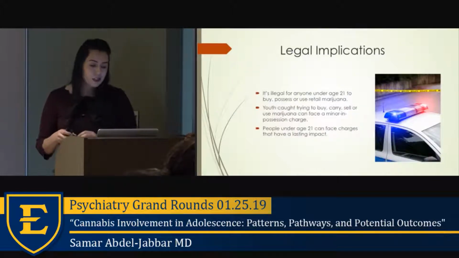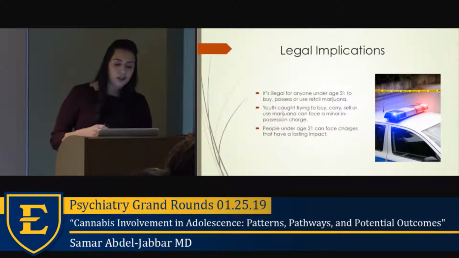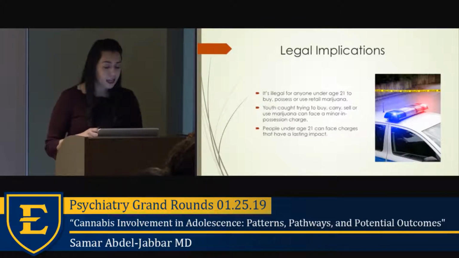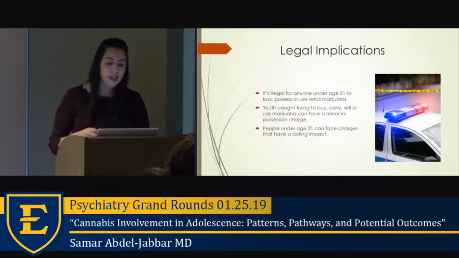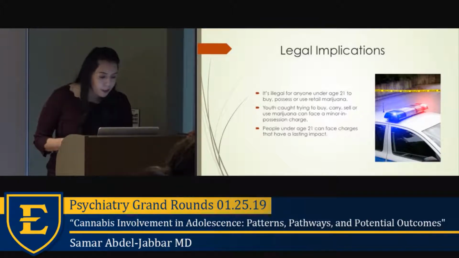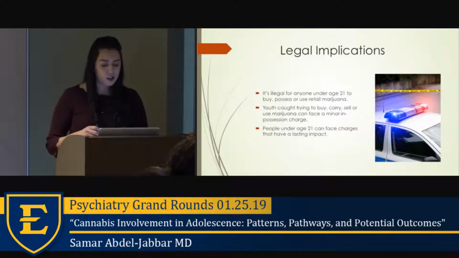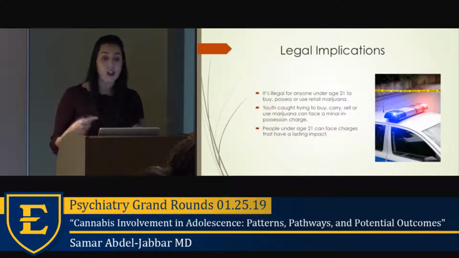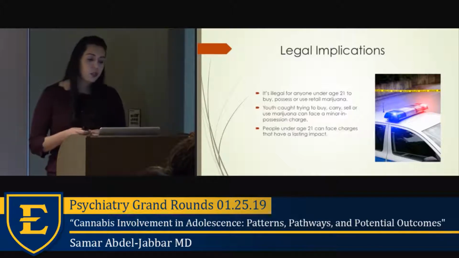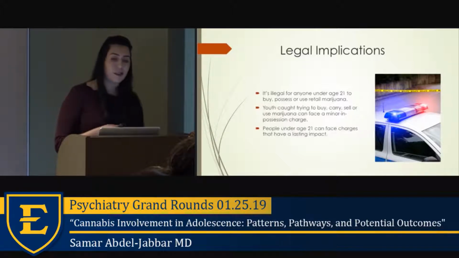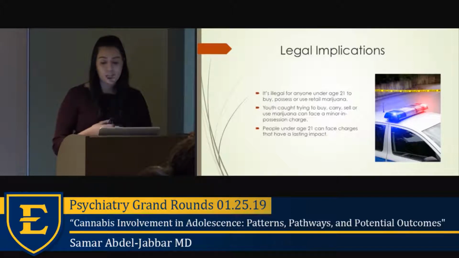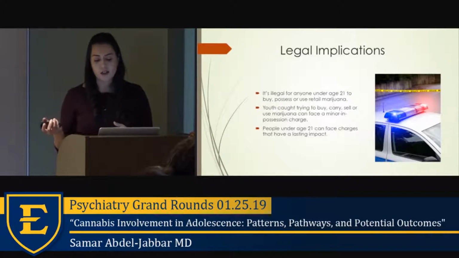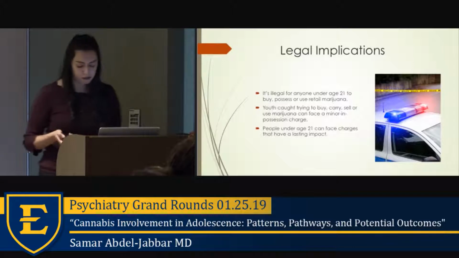There are legal implications. So it is illegal for anyone under the age of 21 to buy, possess, or use retail marijuana. Youth caught trying to buy, sell, or use marijuana can face a minor in possession charge. This can result in fines, public service, education and intervention, loss of driver license, and also maybe a misdemeanor or a felony charge. People under the age of 21 can face charges that have lasting impact. Some of them might cause a loss of financial aid toward their education.